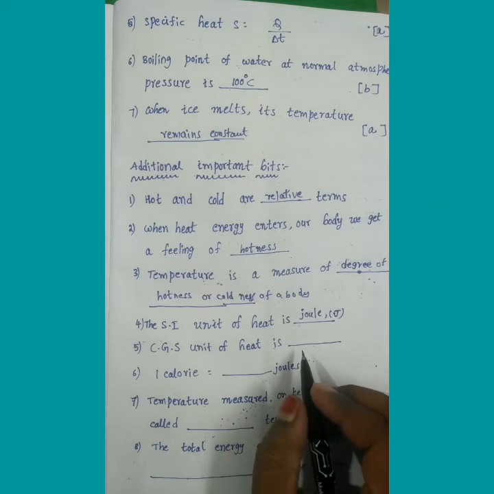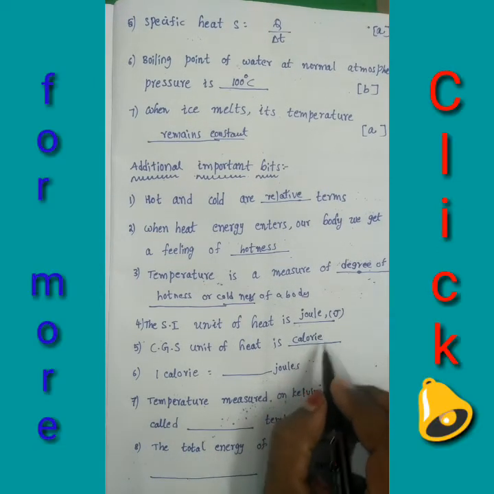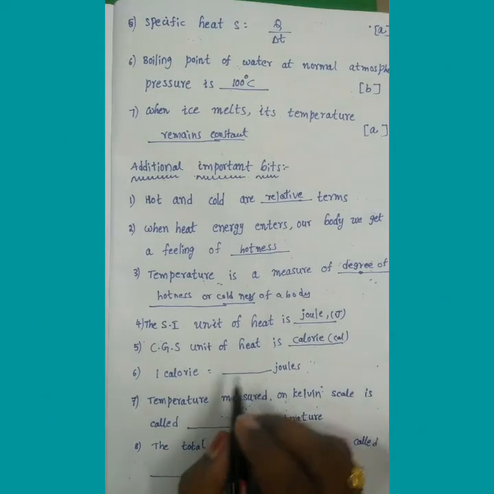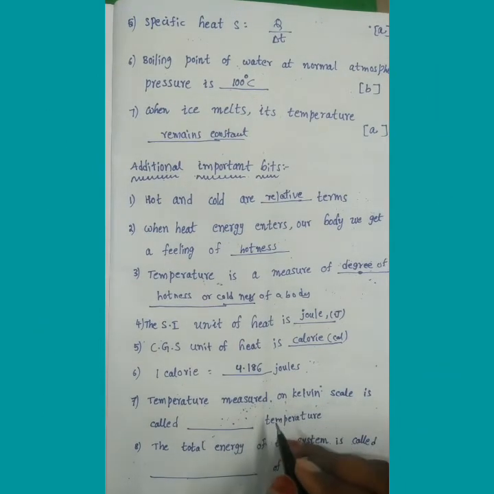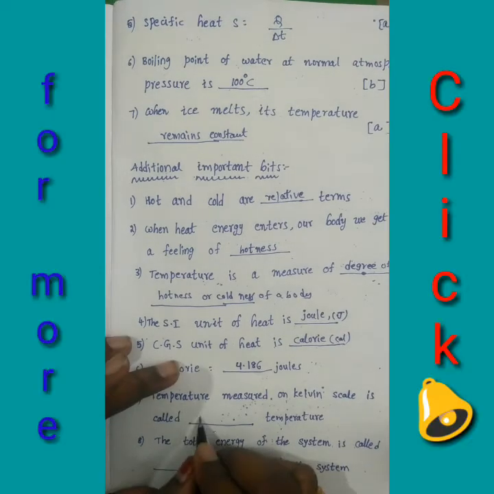The CGS unit of heat is calorie, generally denoted with cal. 1 calorie equals 4.186 joules. Temperature measured on the Kelvin scale is called absolute temperature.